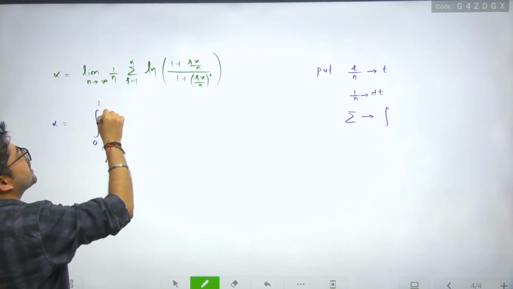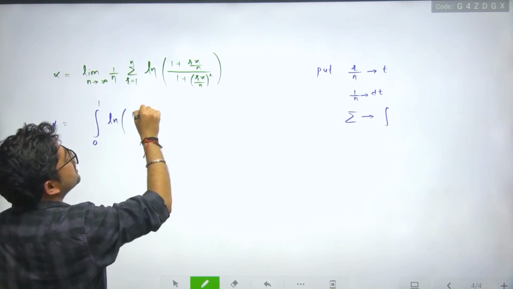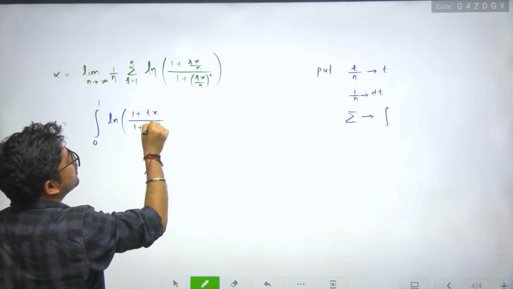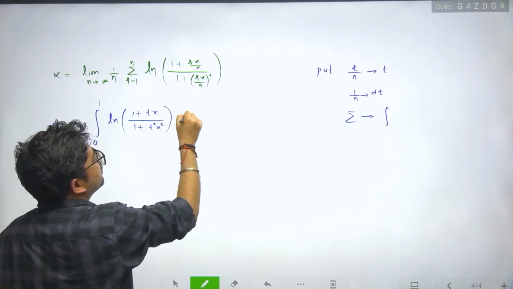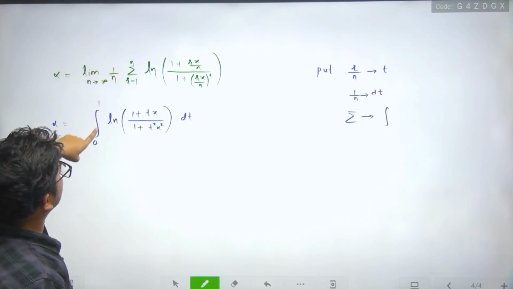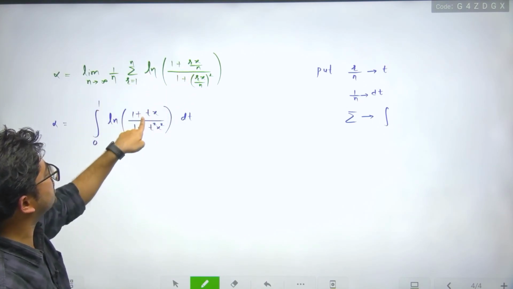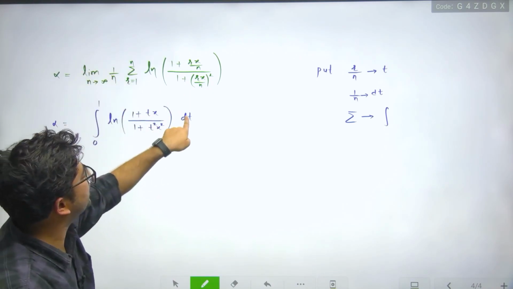Now this is ln of 1 plus r by n as t, so this is ln of (1 plus tx) upon (1 plus t square x square), into dt. Got it? Sigma converted into your integration: ln of 1 plus r by n as t, so tx upon 1 plus t square x square, and this 1 by n, this limit tends to dt.